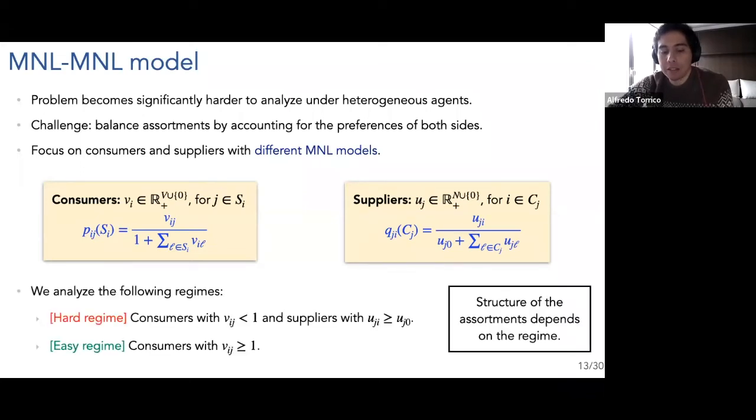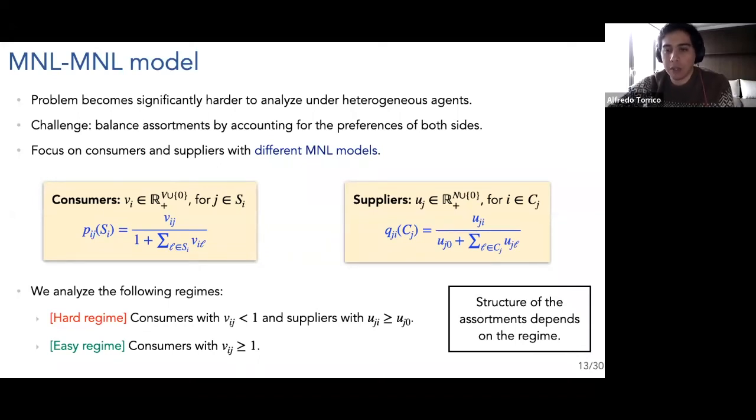So we analyze the following two regimes. We have the hard regime, in which consumers value less to stay than to leave, and suppliers value more to stay than to leave. That's a hard regime because we have to balance. We have to show enough options to consumers so they leave, but also not too many options so they don't produce congestion in the market.